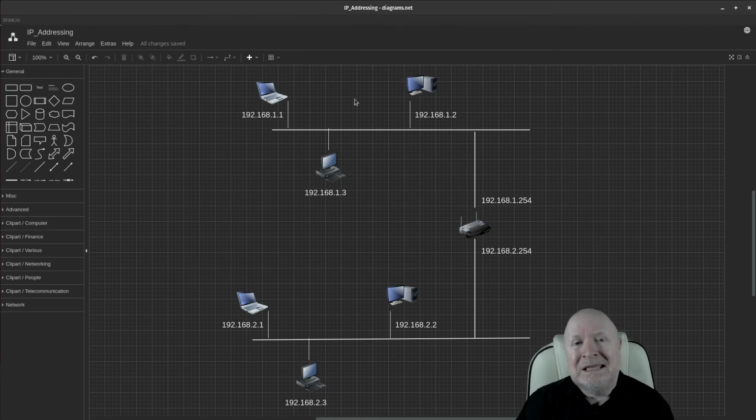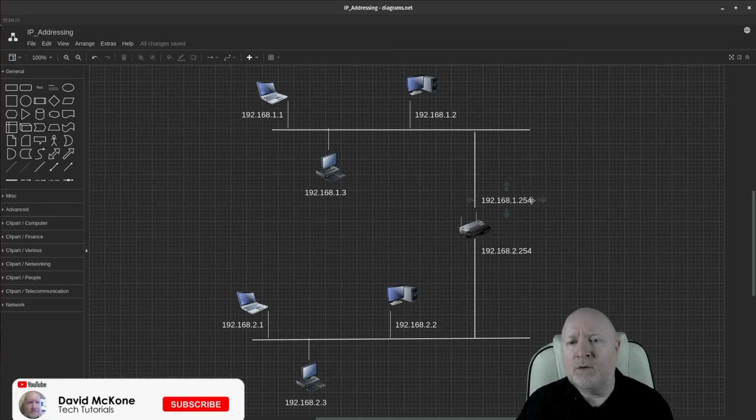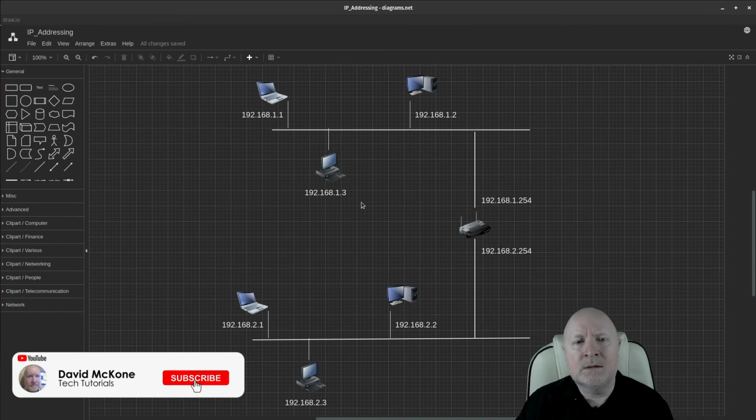So with that information, a computer can decide when they want to talk to another computer, if that computer is either in the same network as itself, or if it's in a different network. If it's in the same network, it can talk to it directly. If it's in a different network, it needs some sort of intermediary device to get that traffic there. And in this case, that's where this default gateway idea comes in.